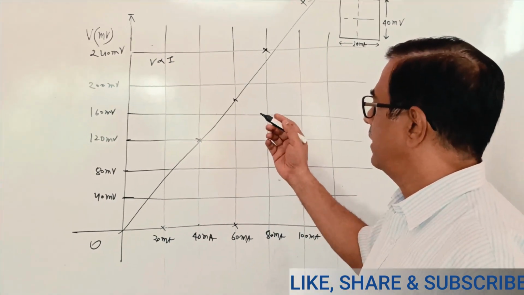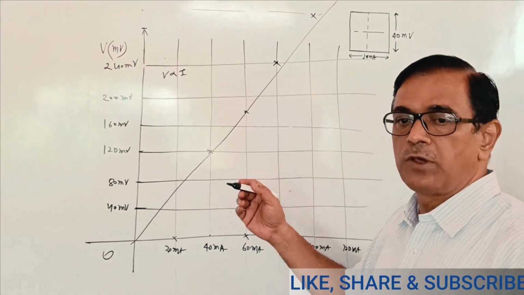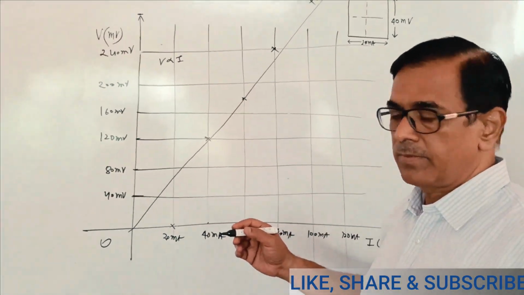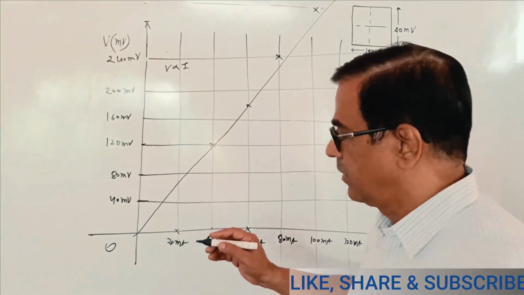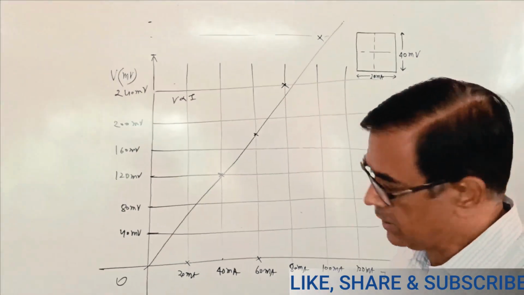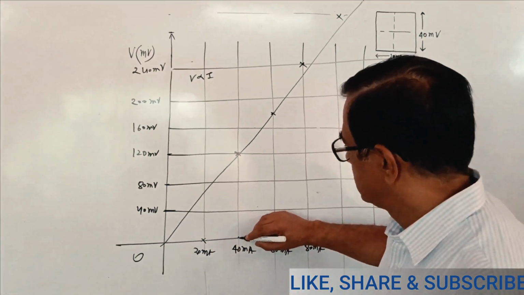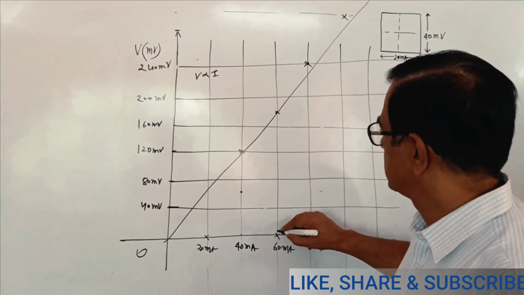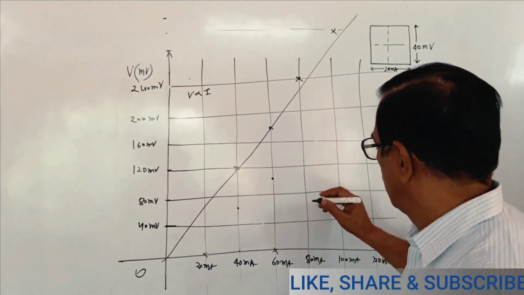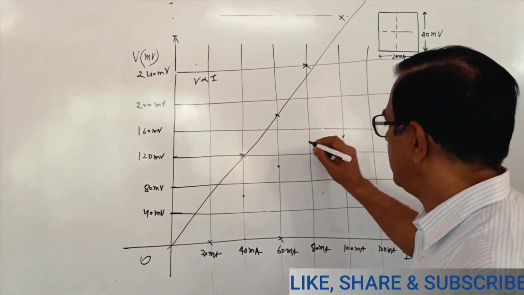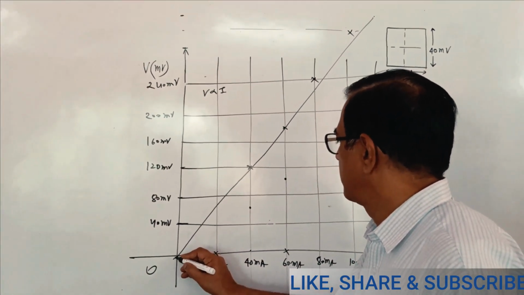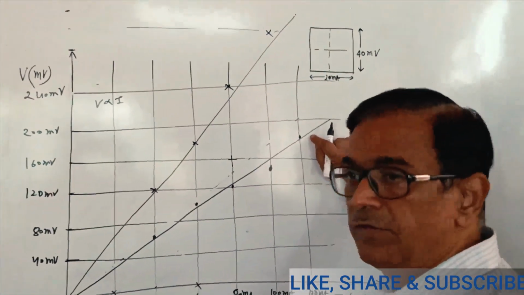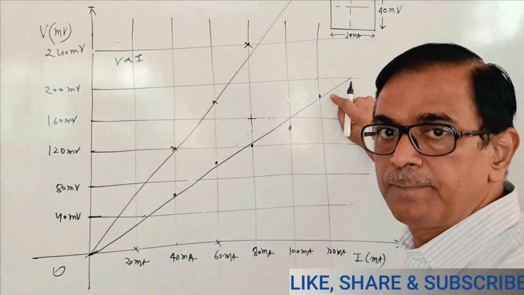And if I plot it for the second wire, the graph for 40 milliampere it was 60, and for 60 it was 90. For 100 it was 150. Again join these points to obtain the next graph. This is the graph for the second wire.